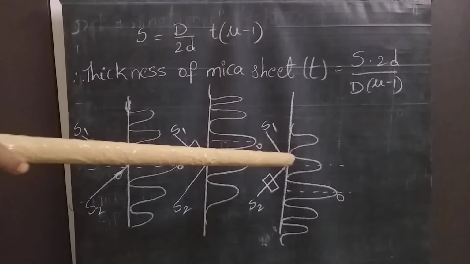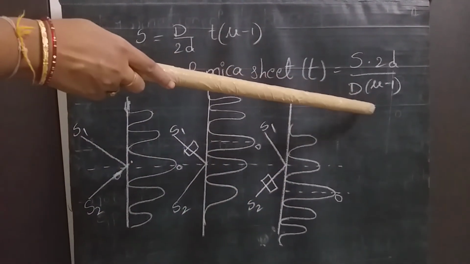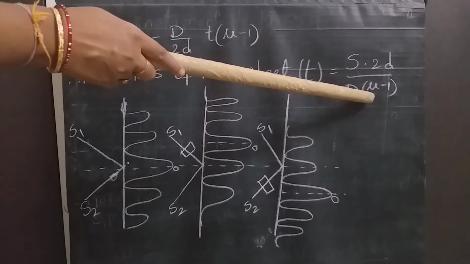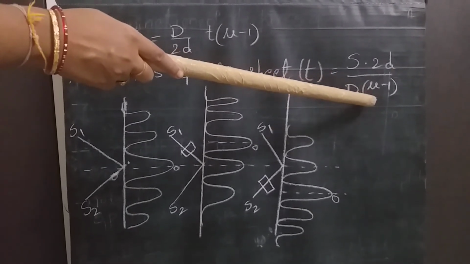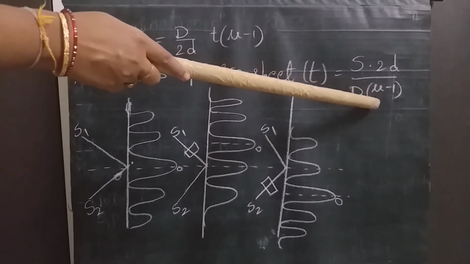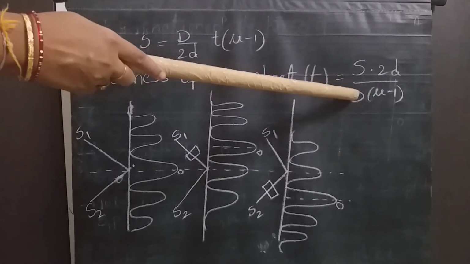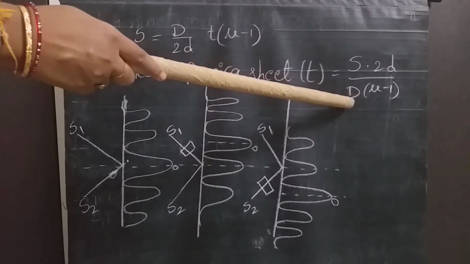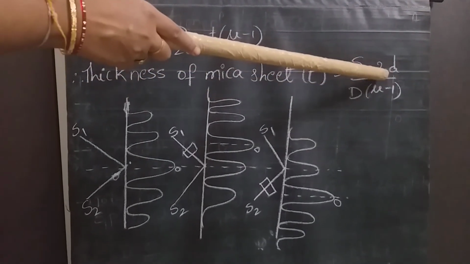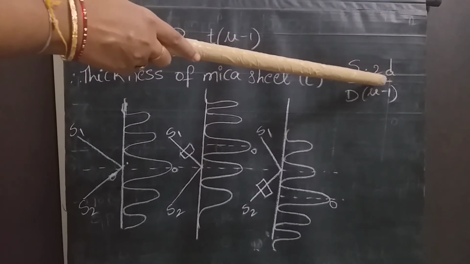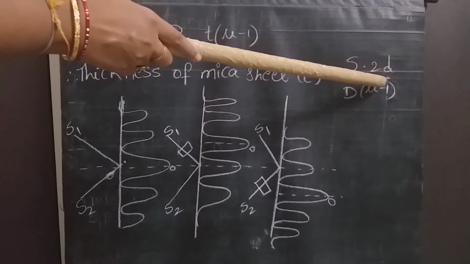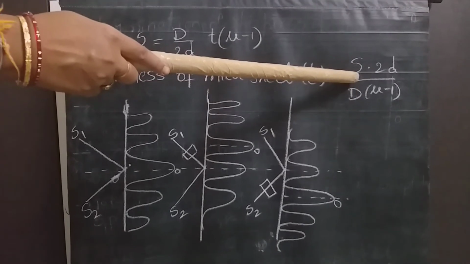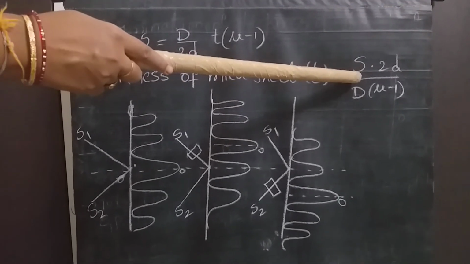Actually, different materials possess different refractive index values. Directly from books and the net we can get the value of mu, the refractive index of mica sheet. Next, by using the optical bench of the biprism experiment we can get the value of D. Next, 2d: already we have seen how to get the value of 2d in the biprism experiment. Next, coming to the shift, how can we get the value of shift?